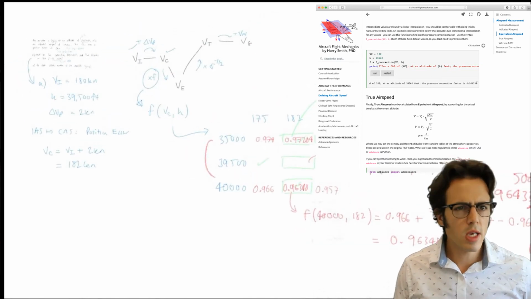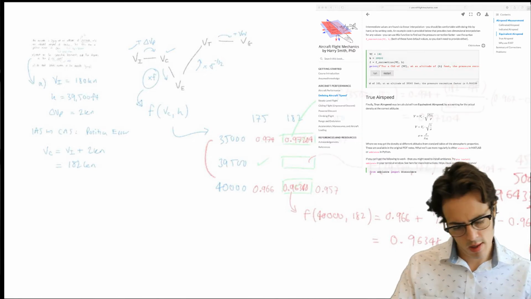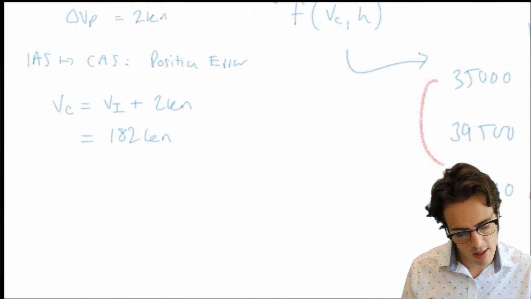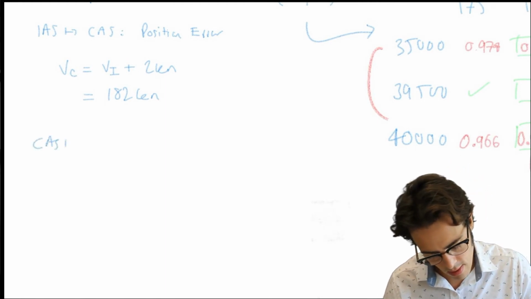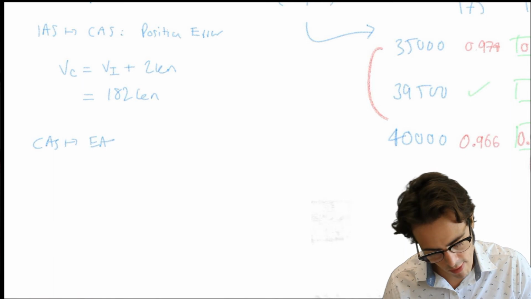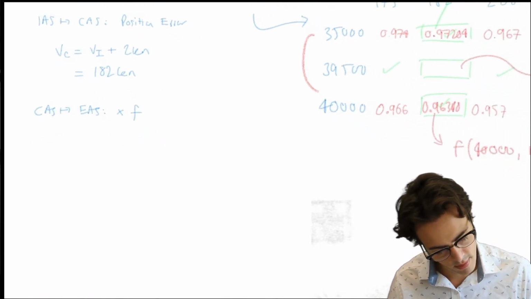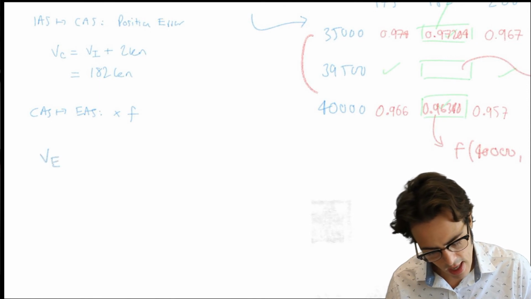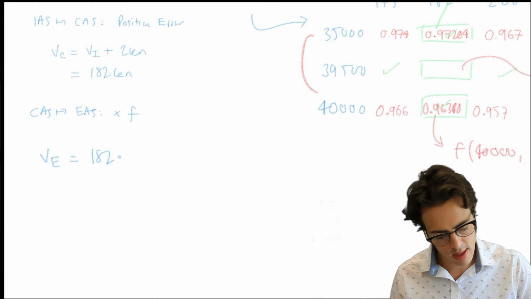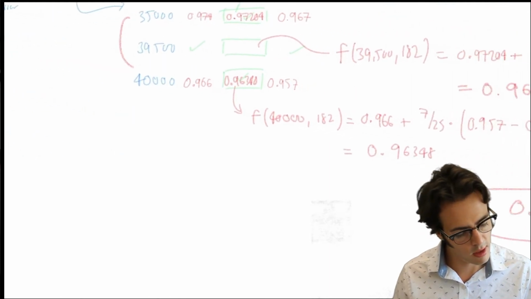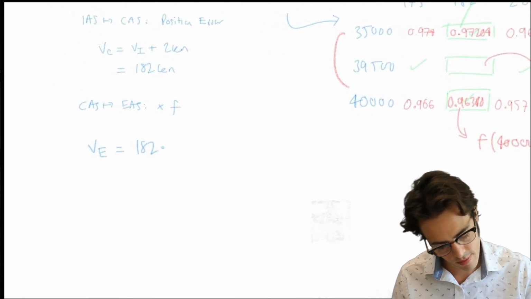What do we use this for? Let's get rid of the notes from the page. So now that we've got this, we're doing the next step. So CAS to equivalent airspeed, we multiply by F. So then for us, VE is equal to 182 knots, which is our calibrated airspeed, multiplied by that value that we just worked out, which was 0.9643.